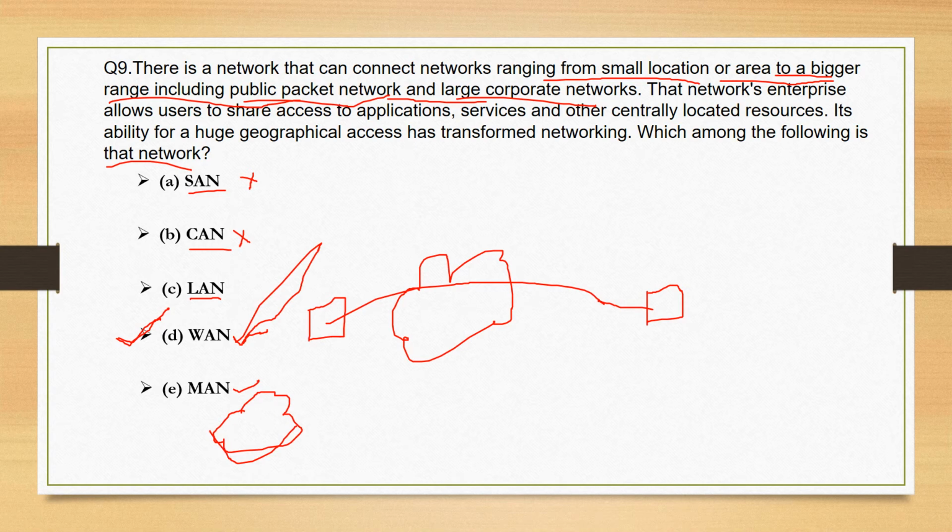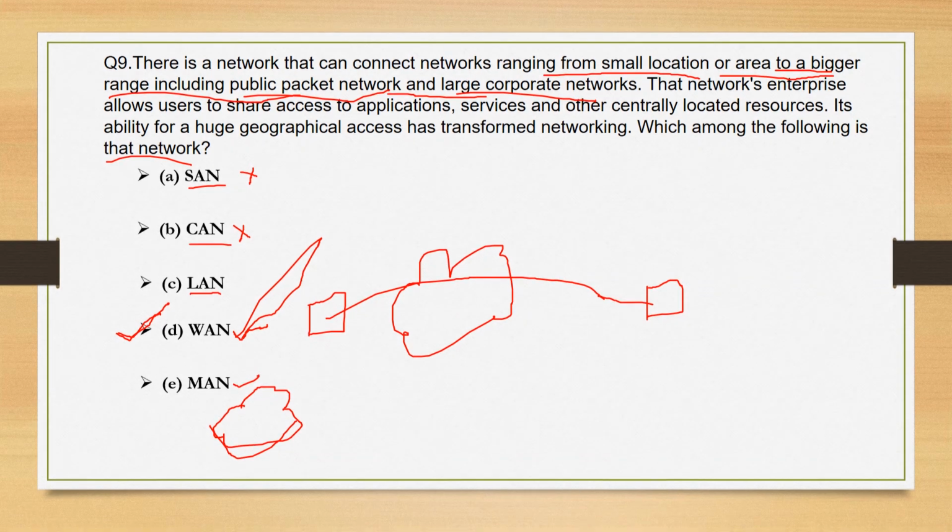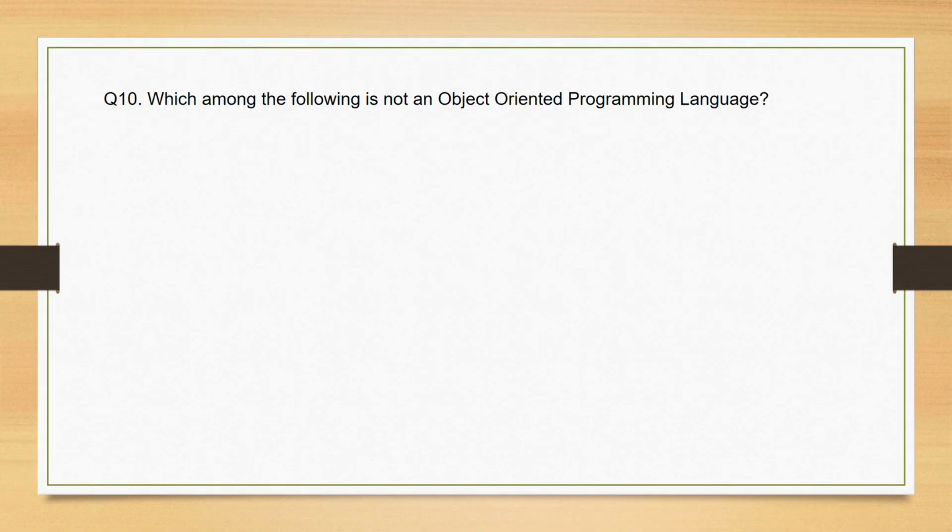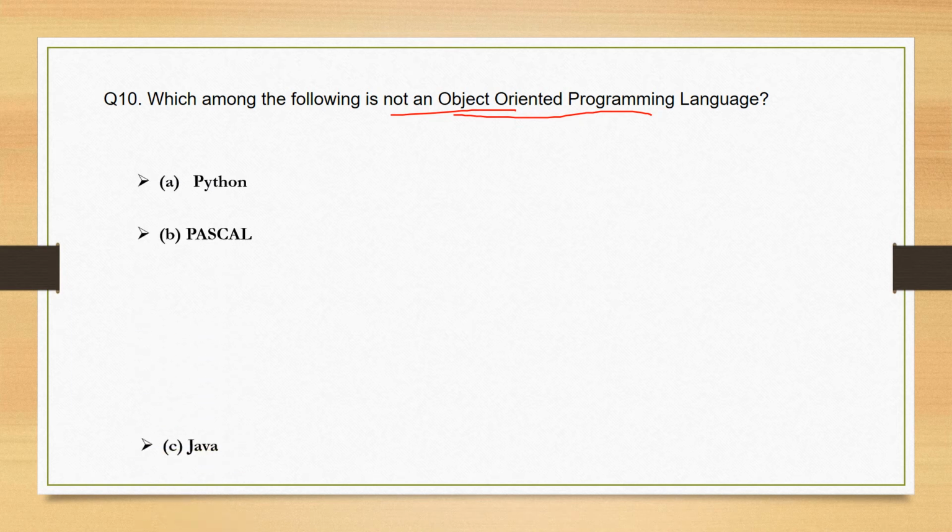Okay, let's move to the next question. So in this question we have, which among the following is not an object oriented programming language? So basically we need to find out which is not an object oriented programming language. So what is an object oriented programming language? Object oriented programming languages are those languages in which we will create objects or object groups. So what are the options we have? We have Python, Pascal, Java, C++, Ruby.